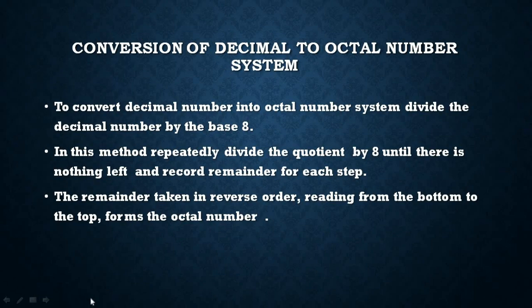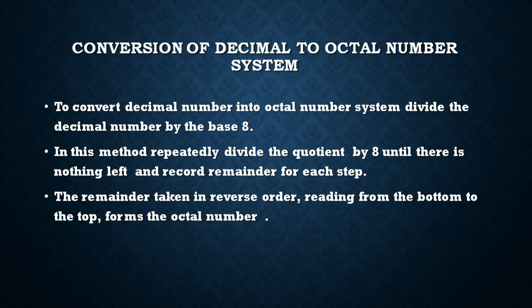We have to convert the decimal number into the octal number system. Here the decimal number has base 10 and the octal number has base 8. So to convert the decimal number into the octal number system, divide the decimal number by the base 8. In this method we make successive division. It means when we divide the number, we do not go into the fraction. Instead, we note down the quotient as well as the remainder.